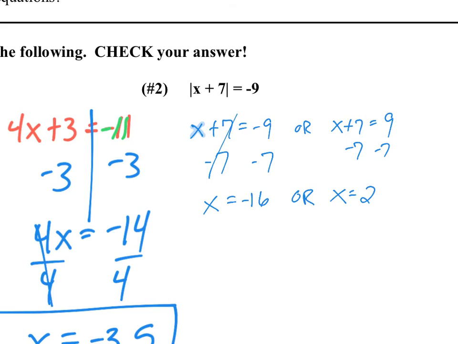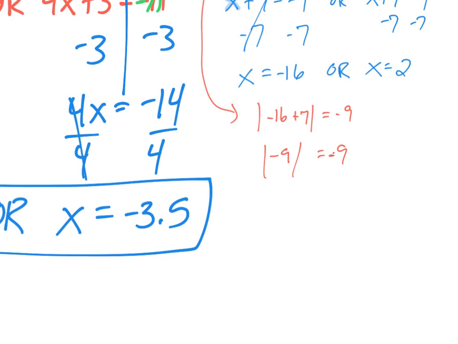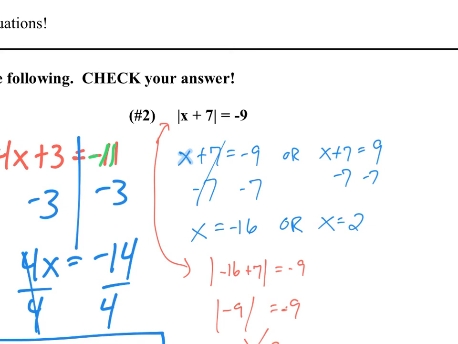And now let's check. Let's plug this in. Taking this equation from above, it would be the absolute value of negative 16 plus 7 equals negative 9. What is negative 16 plus 7? It'd be negative 9. And what is the absolute value of negative 9? The absolute value of negative 9 is positive 9. So does 9 equal negative 9? The answer is no.